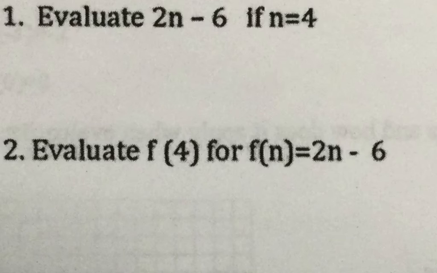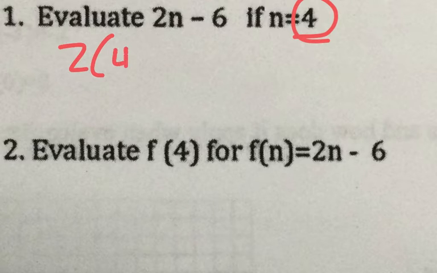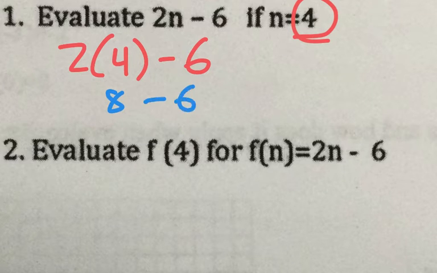2 times 4 minus 6. Okay, so we would plug in 4 for n. So that's 2 times 4 minus 6. And then what value did you get when you did that? 2. Very good. That should be 8 minus 6, which is, in fact, 2. Are there any questions on number 1?